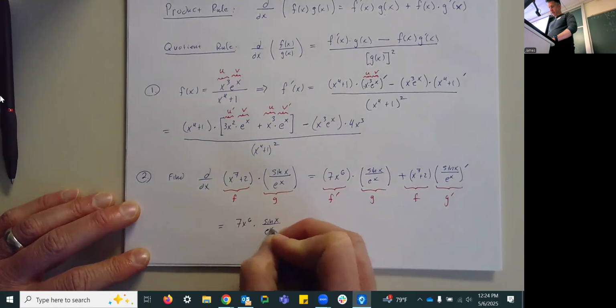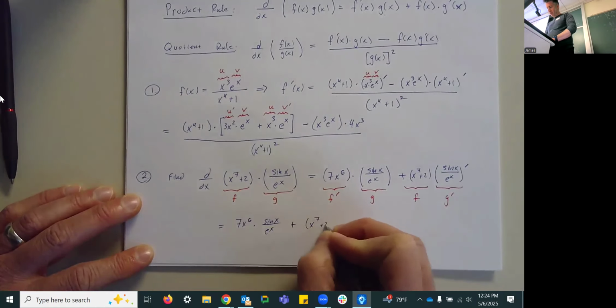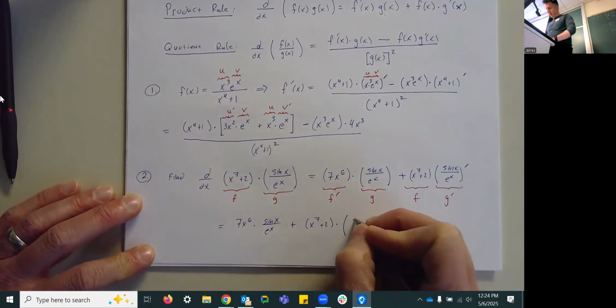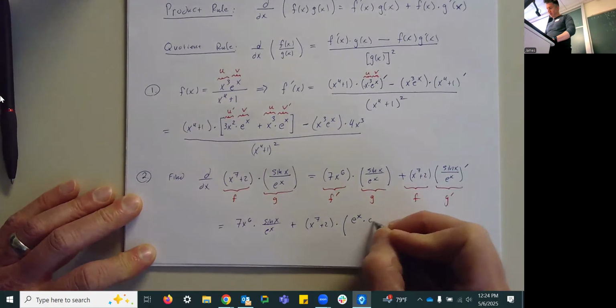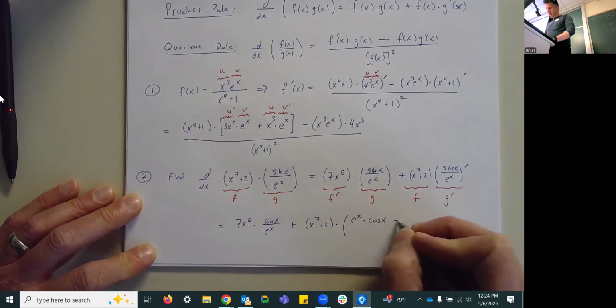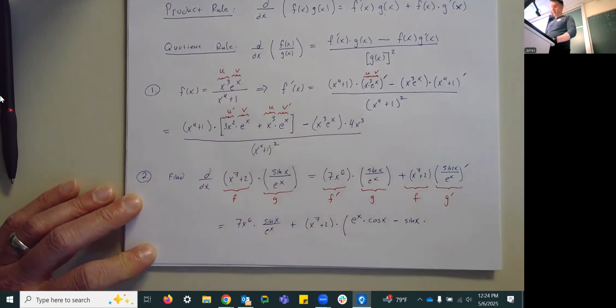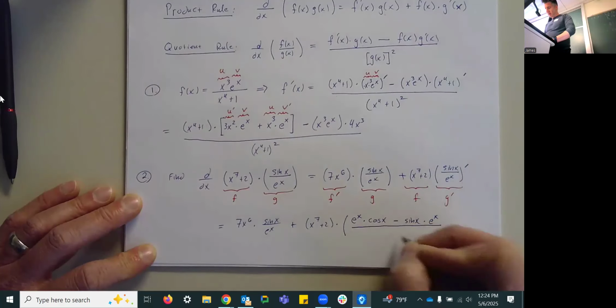over e to the x plus x to the 7th plus 2 times, okay, quotient rule here, it's the bottom times the derivative of the top, derivative of sine of x is cosine of x, minus the top, which is sine of x, times the derivative of the bottom, which is also e to the x, divided by the bottom squared, which is e to the x squared.